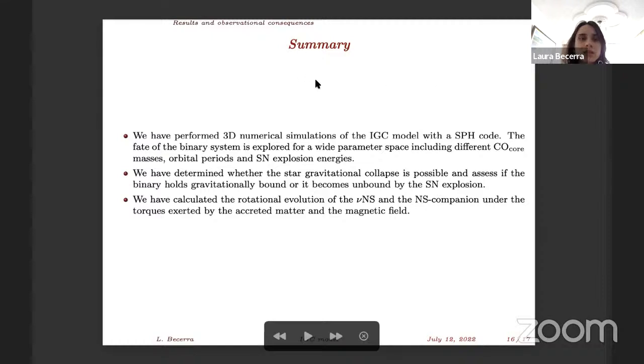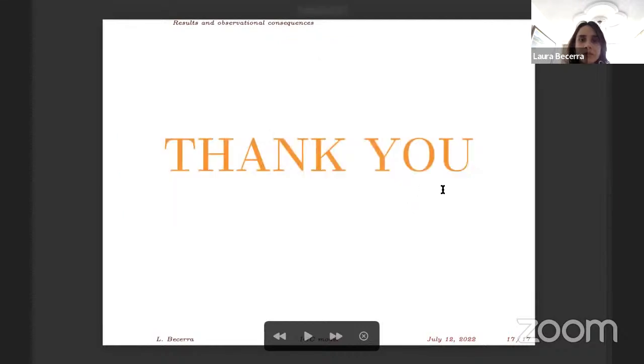So this is a summary. We have talked about the simulation. I have described the smoothed particle hydrodynamic simulation and explored different parameters of the initial system. We have determined whether it's possible that the neutron star collapses or not, and we have made some observational inferences. So thank you very much.